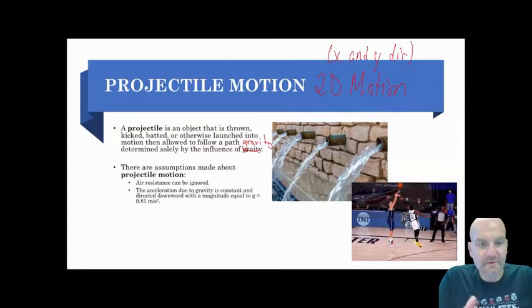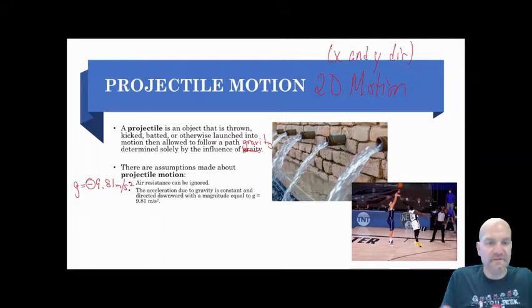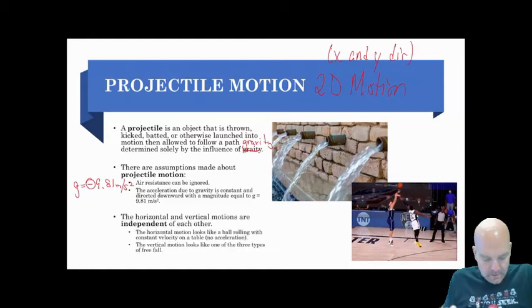There are a couple of assumptions that we make here in AP Physics 1 for projectile motion. One is that air resistance can be ignored, just like we did with free fall. We don't have to worry about air resistance. And the acceleration due to gravity is constant and directed downward with a magnitude of g equal to 9.81 meters per second squared. When you plug that into the equations, you need to make sure you include the negative sign, because downward is our direction, and the magnitude is 9.81.